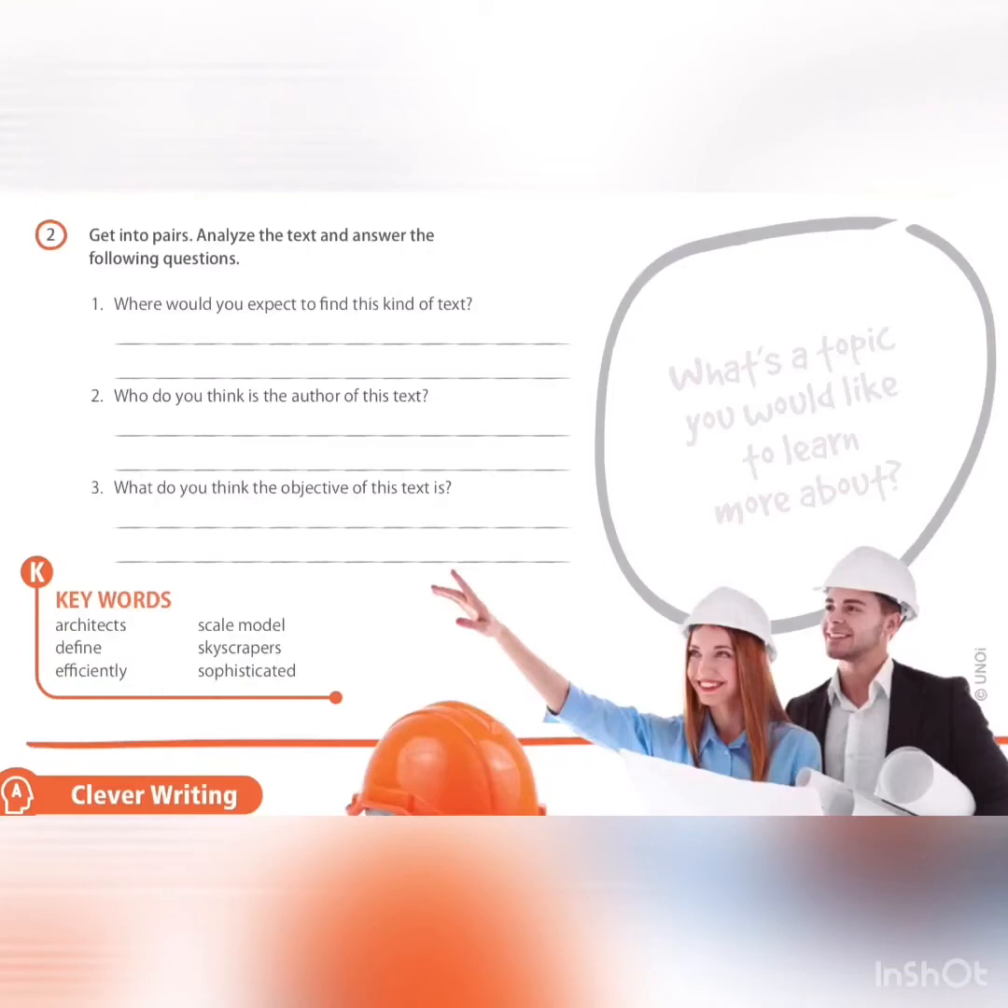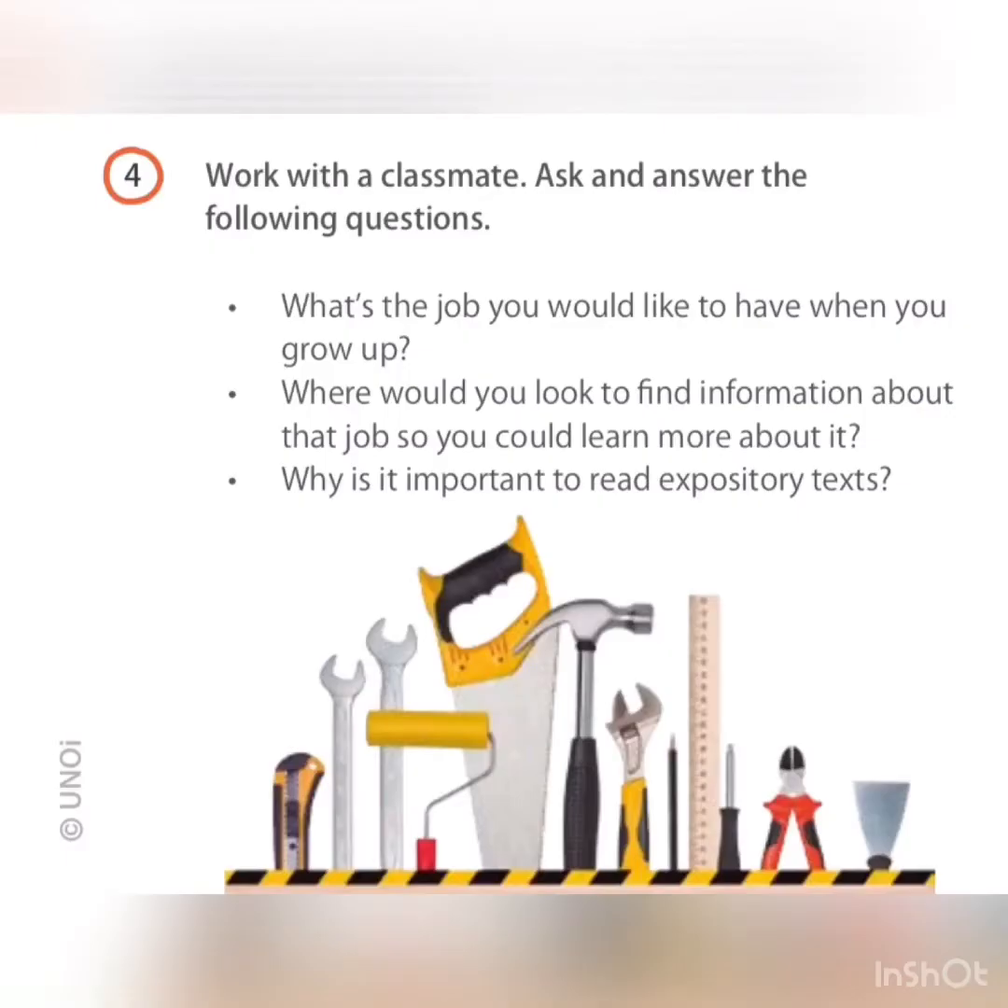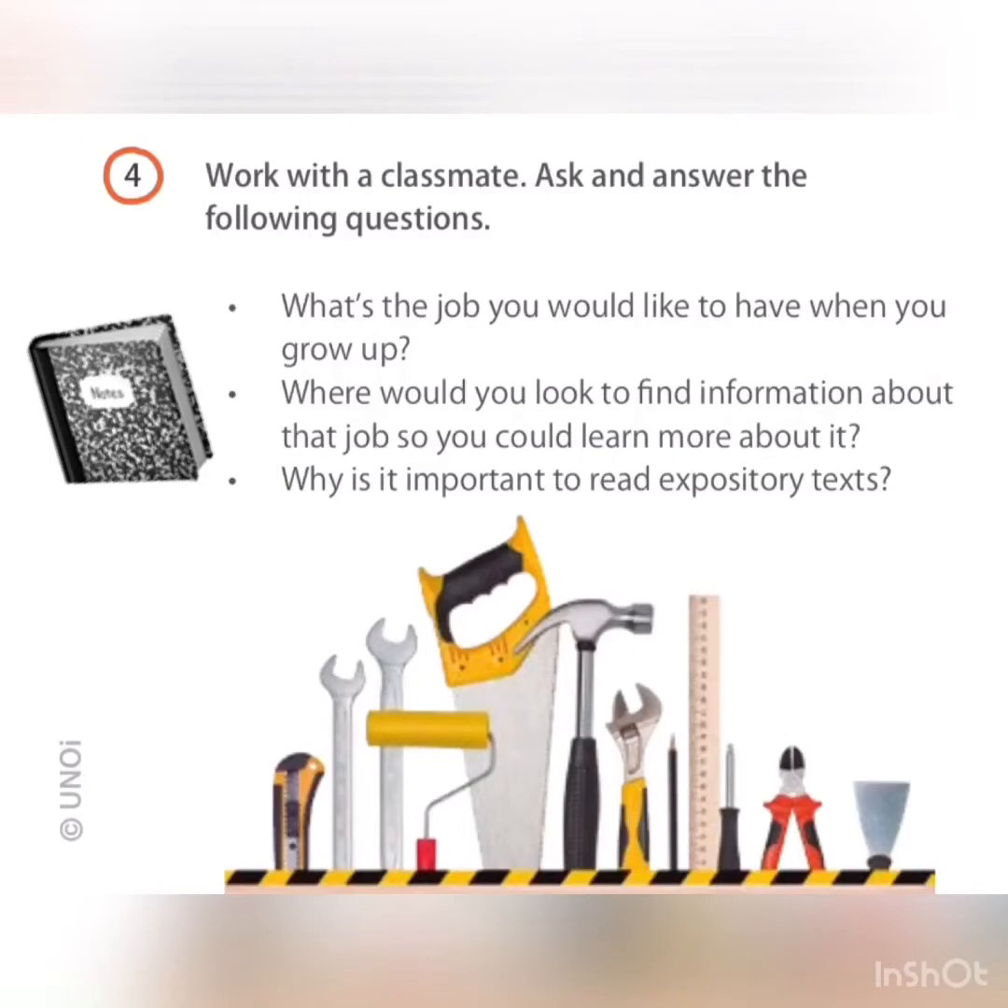Do you remember that you already underlined the topic sentence, supporting details, and then explanations in exercise 1? Well, I want you to write them down here. Write all those things that you underlined here in the corresponding boxes. After that, in your notebook, I want you to answer the questions from exercise 4.